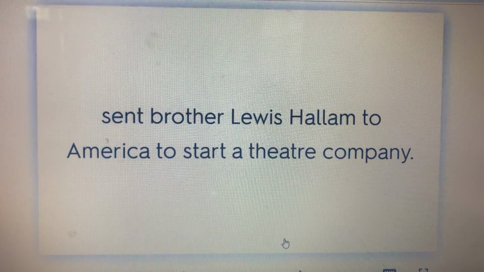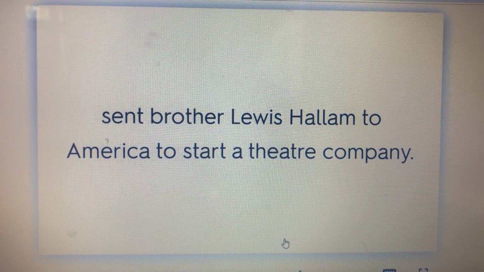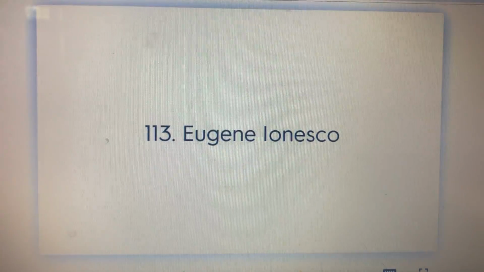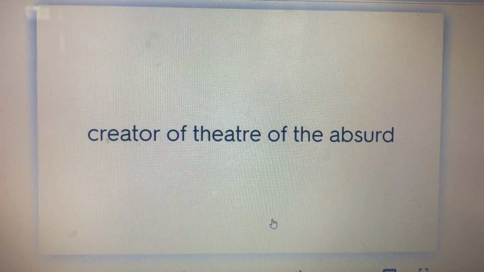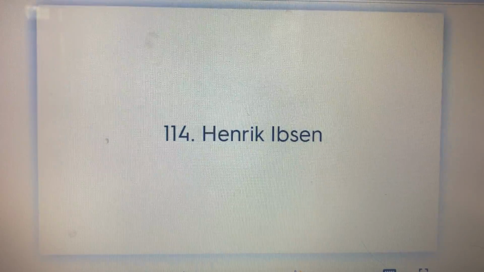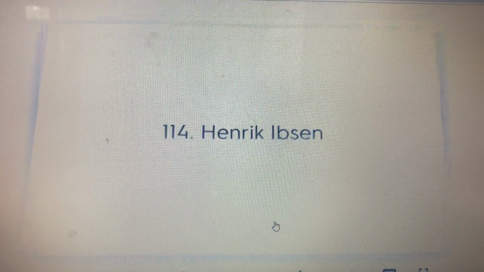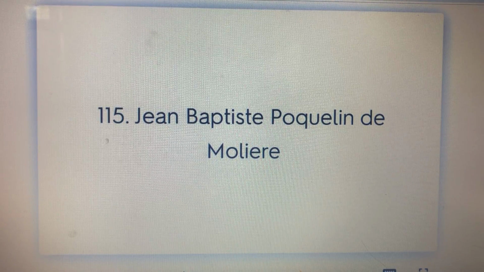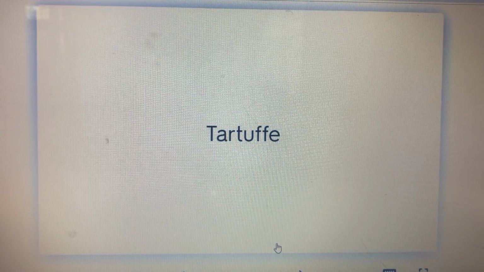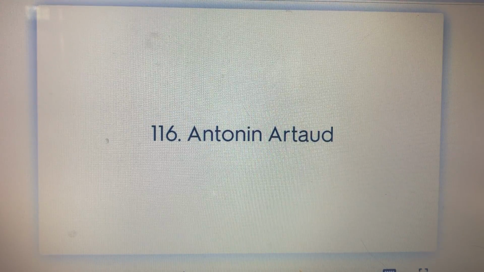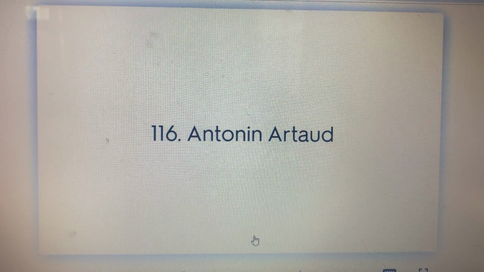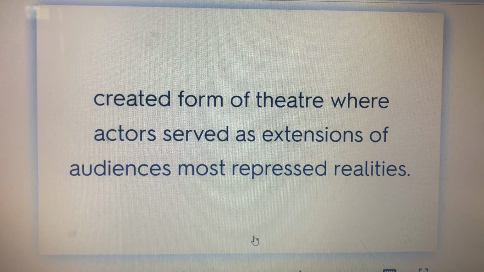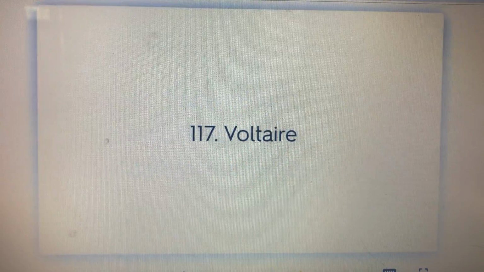William Hallam sent his brother Lewis Hallam to America to start a theater company. Eugène Ionesco, creator of Theater of the Absurd. Henrik Ibsen, A Doll's House. Jean-Baptiste Poquelin de Molière, Tartuffe. Antonin Artaud created a form of theater where actors served as extensions of the audience, revealing their most repressed realities.